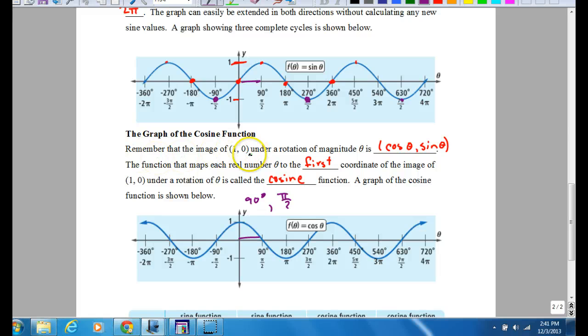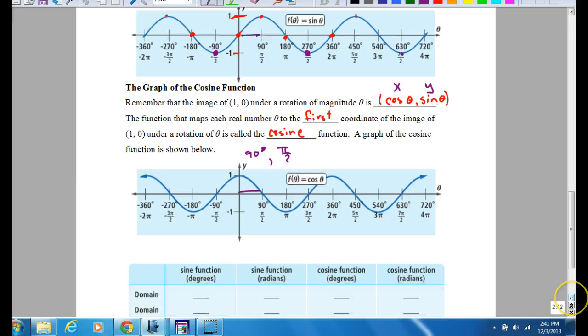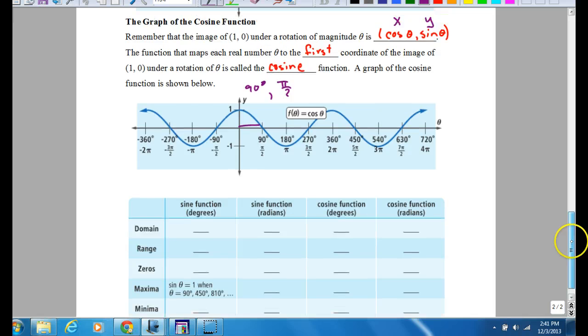So remember that the image of 1, 0 under the rotation of magnitude theta is cosine theta, sine theta. The function that maps the real number theta to the first coordinate of the image is called the cosine function. Remember that the first coordinate is the x, the second one is the y. I'm not going to fill out the chart below because that's exactly what we did during the warm-up.